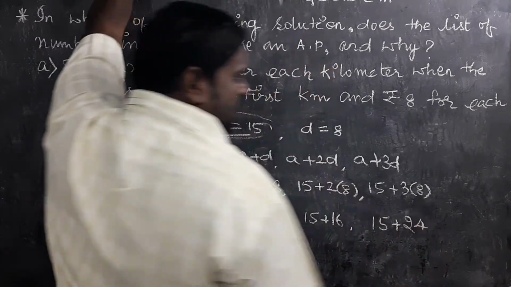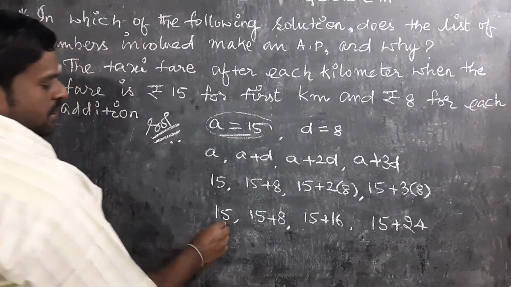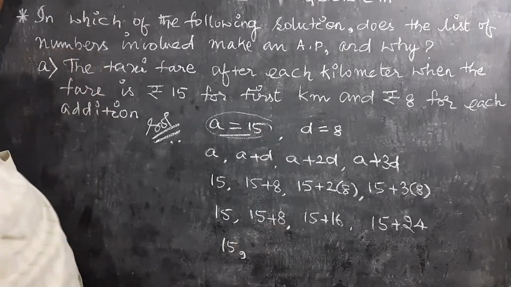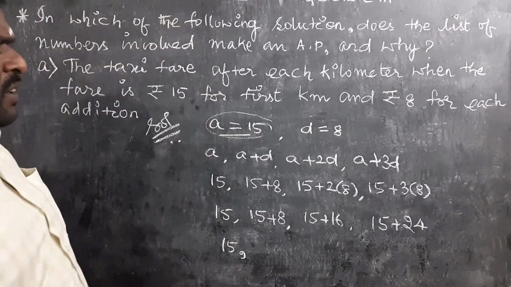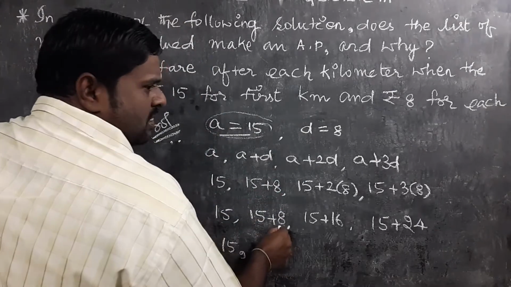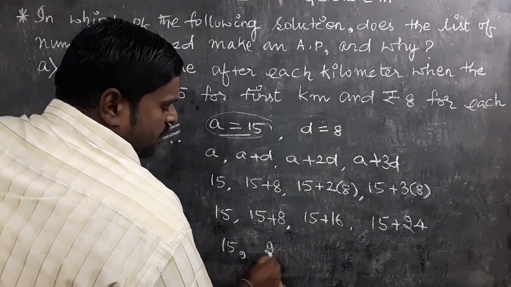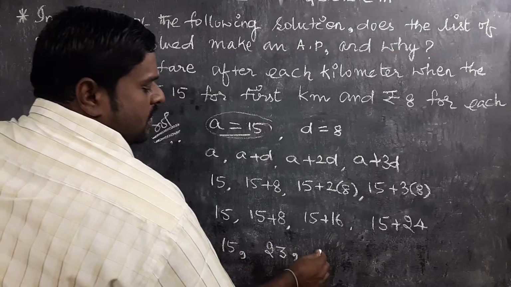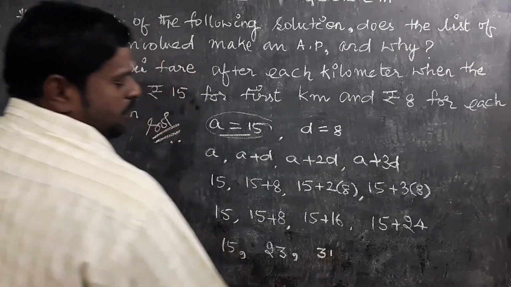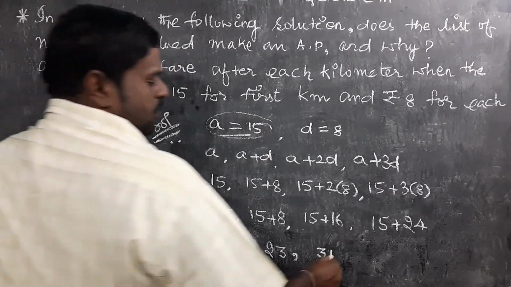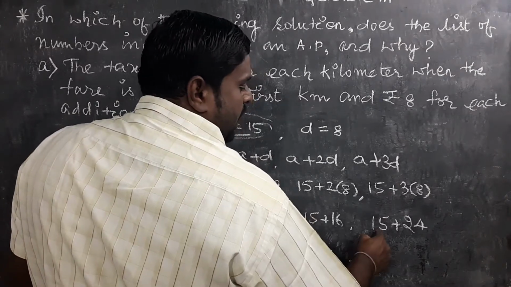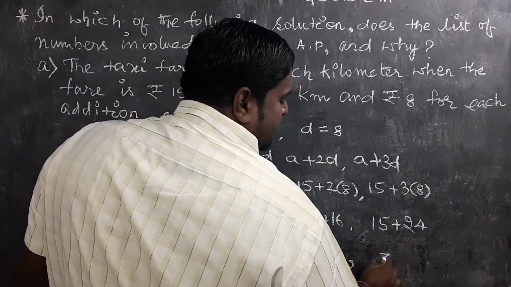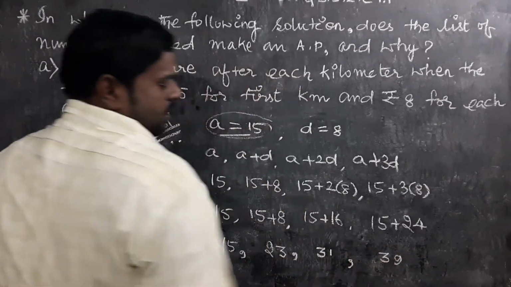3 into 8, it's nothing but 24. Now you can write it as 15 comma 15 plus 8. You are very familiar with that: what is 15 plus 8? 23. Next, 15 plus 16 is 31. Next, 15 plus 24, directly you can write it as 39.